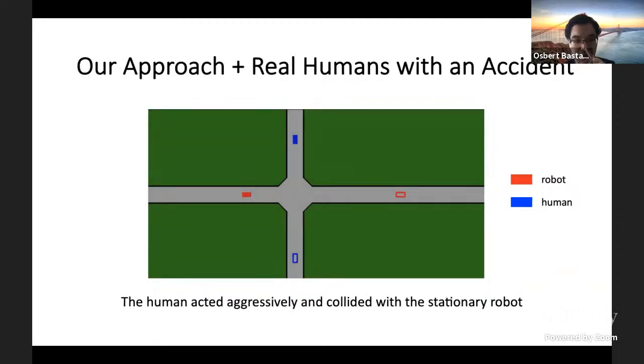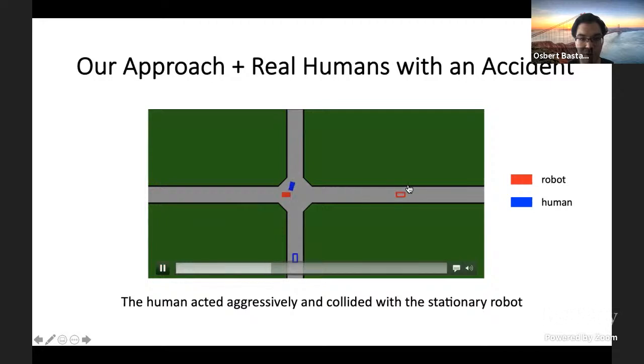And the next few experiments are just to demonstrate the flexibility of our approach. But before we get there, this is first an example with real humans where we actually did have an accident. Here the human is acting aggressively and collides with the stationary robot. So I'll first show you what this looks like.